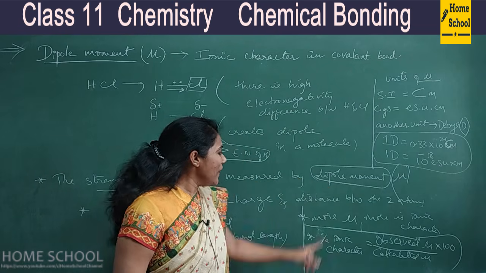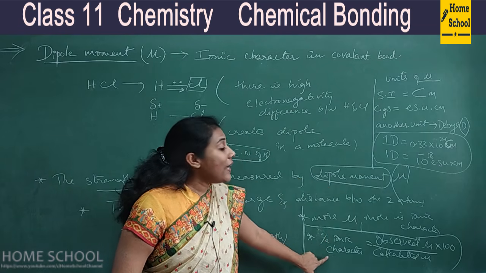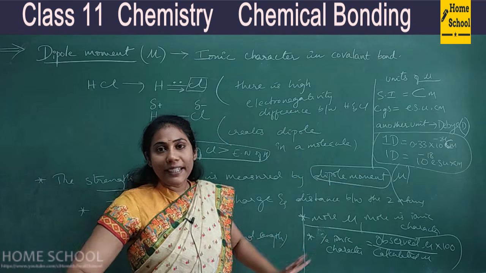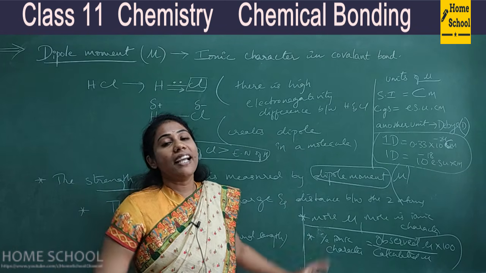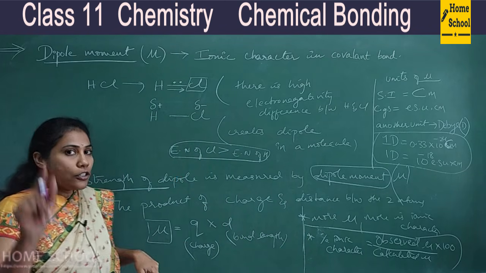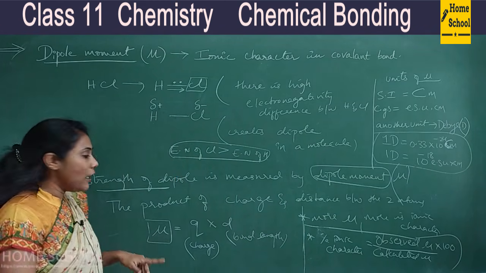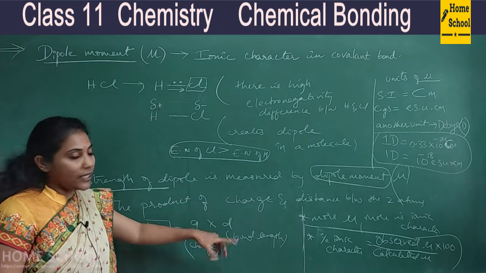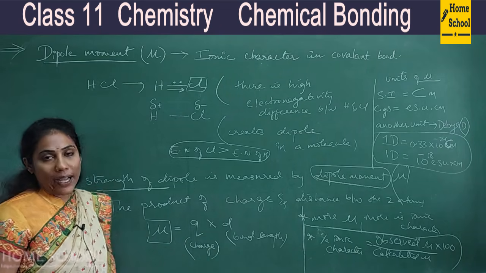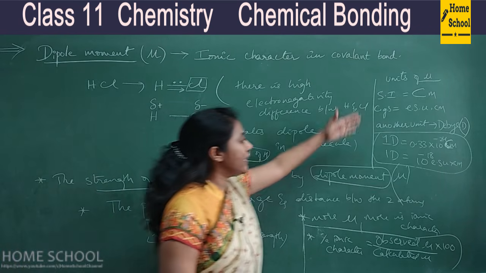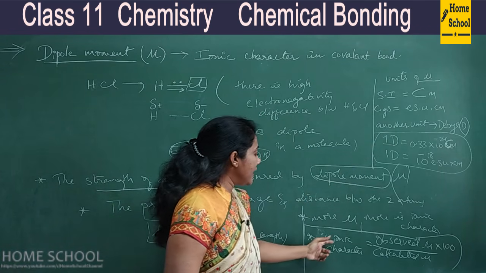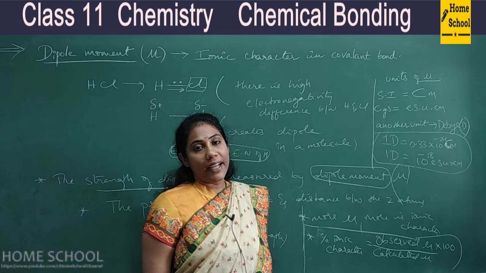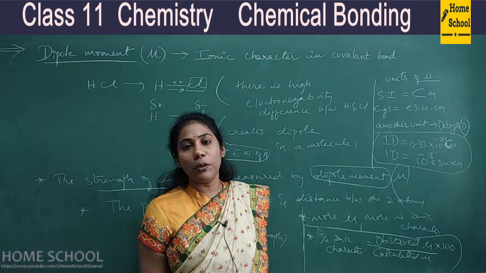So now we will see one problem where we can apply this formula so that you will get an idea how actually we calculate dipole moment. So what is the major formula of dipole moment? It is the charge into bond length, that is the distance between the two atoms. Okay, so these are the various units and this is how we can calculate percentage ionic character. Let's see one problem here.